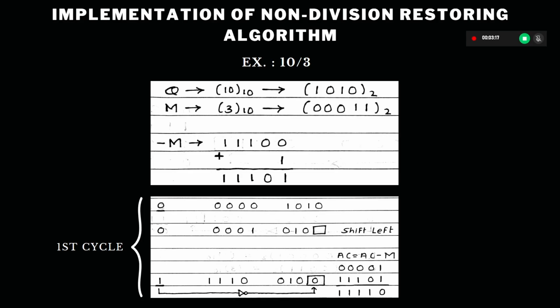So in the first cycle, C is 0, which means it is positive, so we will perform shift left, and then we will perform AC equals AC minus M, which is shown in the image here. For filling this blank space, we will use the NOT gate, which will convert this 1 into 0, and we will fill the blank space with 0.